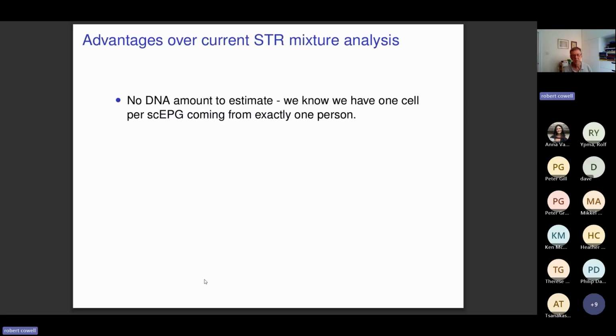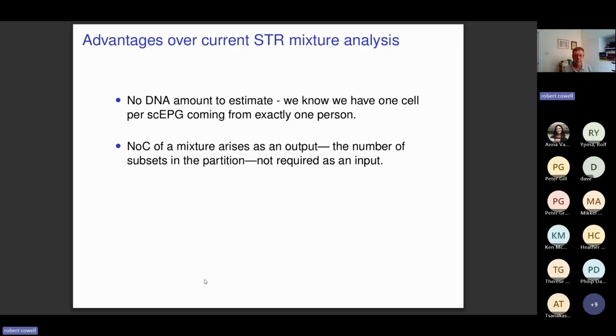The advantages, as I see it, over current mixture analysis are that there's no DNA amount to estimate. We know we have one cell per EPG coming from exactly one person. It also means we don't have allele masking arising from two people sharing the same allele. The number of contributors of a mixture arises as an output. It's the number of subsets in the partition. It's not required as an input, and sometimes that's contentious in standard mixture analysis. How do you choose how many contributors to specify in your hypothesis?